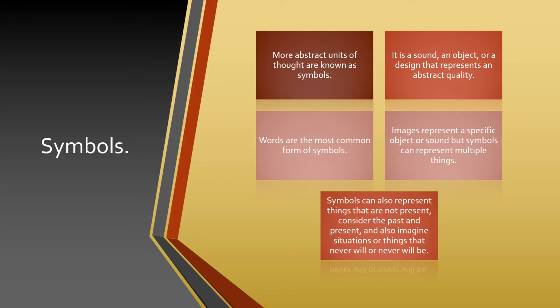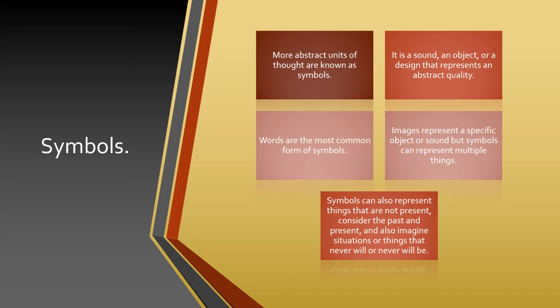So symbols: more abstract units of thought are known as symbols. This could be a sound, an object, or a design that represents an abstract quality. Now, words are the most common form of symbols, because images represent a specific object or sound, but symbols can represent multiple things. So exactly, when I say tree, you may picture a tree in your head.